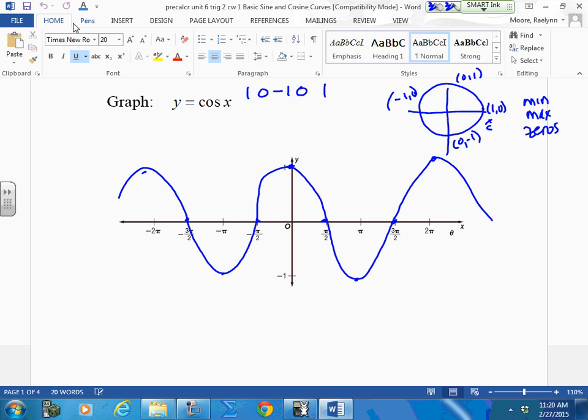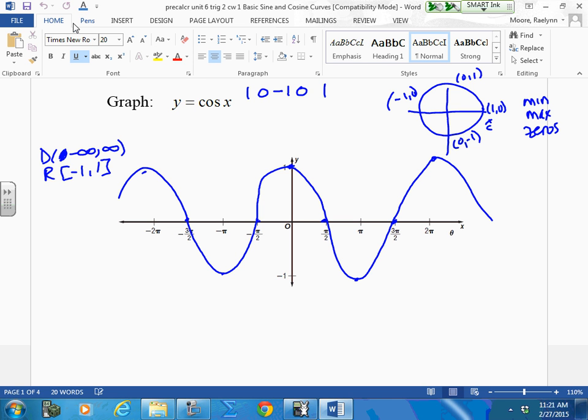But just to put it together, we know our domain stays the same as your sine curve, all real numbers, and your range also stays the same. And then all the little decimals that come in between, we don't have to worry about because we're sketching and we need to hit our mins and maxes and where we cross the x-axis. Okay? Now, if you do any transformations, you do them the same way off of this.